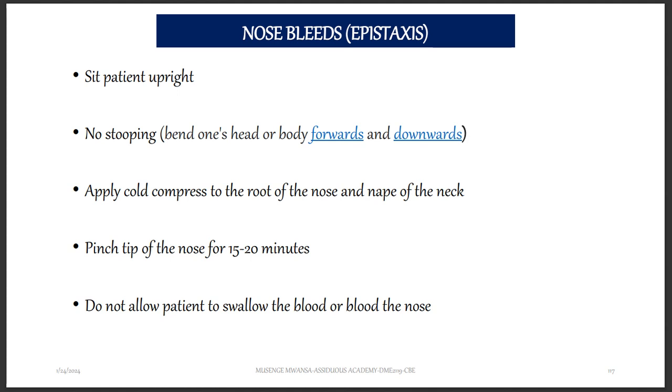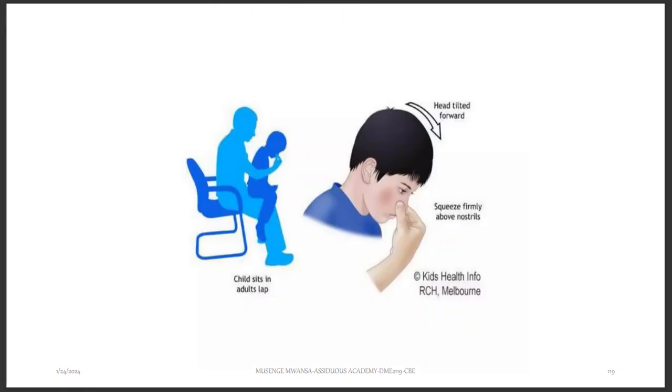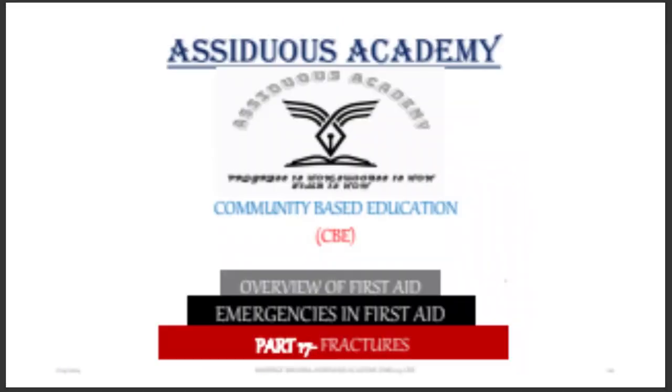You want to apply something that is at least cold to the nose. You are going to pinch the tip of the nose for 15 to 20 minutes. Do not allow the patient to swallow the blood that is coming out of the nose. So this is a nosebleed, as we can see here. You don't want the patient to bend forward and downwards, you want them to be upright. Okay, so this is what you can see.